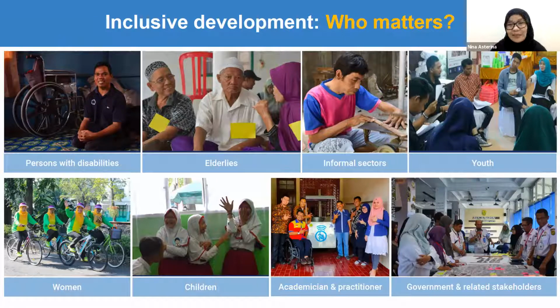In inclusive development, who really matters. It is for everyone because persons with disabilities, elderly, those who are working in the informal sectors, young people, women, children, academicians, and practitioners, also government and related stakeholders need to collaborate together to make a city for all. So we don't discriminate each person's values or identity, regardless of their age, regardless of their conditions and everything. We inspire them to do collaborations together to make a better city for all.